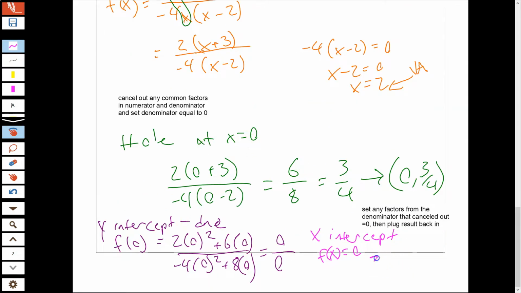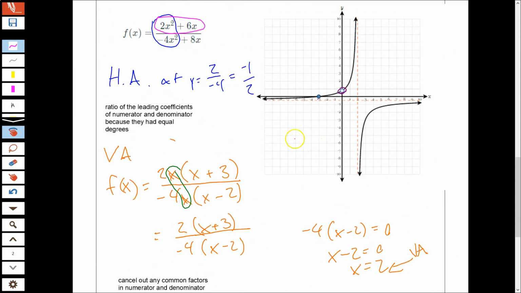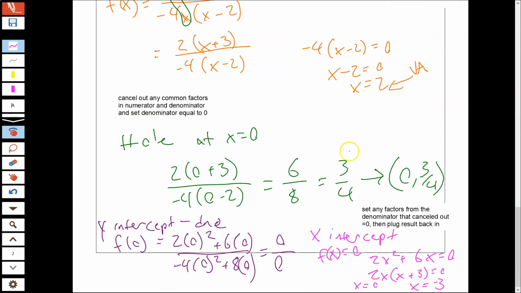So I'm going to say, well, 2x squared plus 6x equals 0. And then I can solve by factoring again. And we already did this factoring. It looks like this. So I get x equals 0 from 2x, and then I get x equals negative 3 from x plus 3. And we're getting pretty good about that now. But remember, we canceled one of these out. So remember, we had a hole at x equals 0. And we saw that on the graph, right? So we don't need to worry about that x equals 0. Our only x-intercept is negative 3.